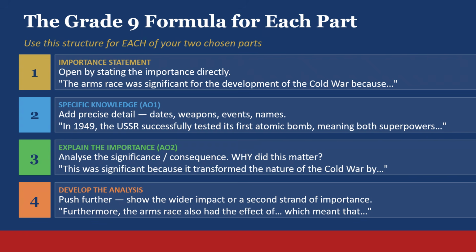Step 2 is specific knowledge. Immediately back your argument up with precise detail, dates, weapon names, events, people. Not both sides built weapons, but in 1949 the USSR tested its first atomic bomb, ending America's nuclear monopoly. That's AO1 doing its job. Step 3 is explaining the importance. Now here's where your AO2 works. Why did that knowledge matter? What did it lead to? How did it change the Cold War?